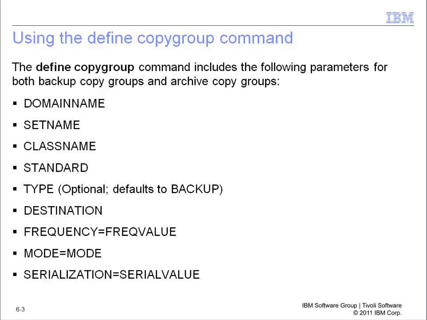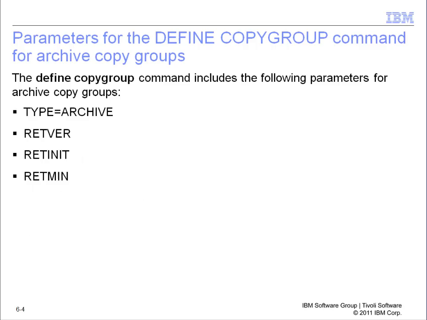Serialization, another optional value. We have the value of shared static, which says TSM is going to back up the file and directory only if it's not being modified during the backup. Other options are static, shared dynamic, and dynamic.